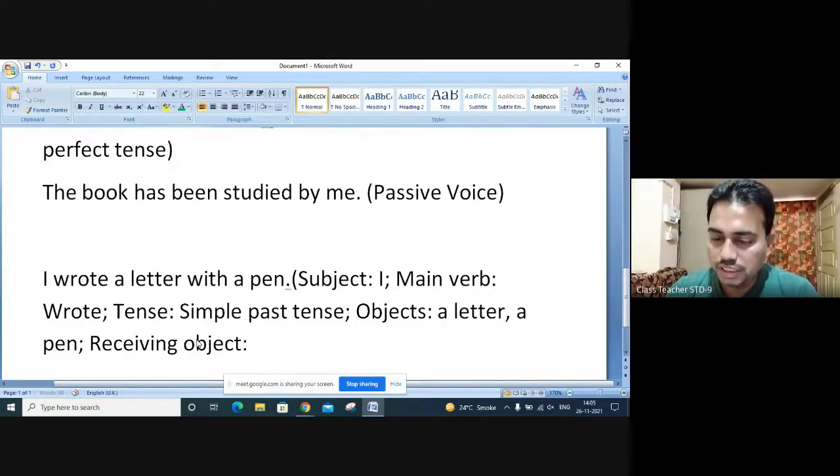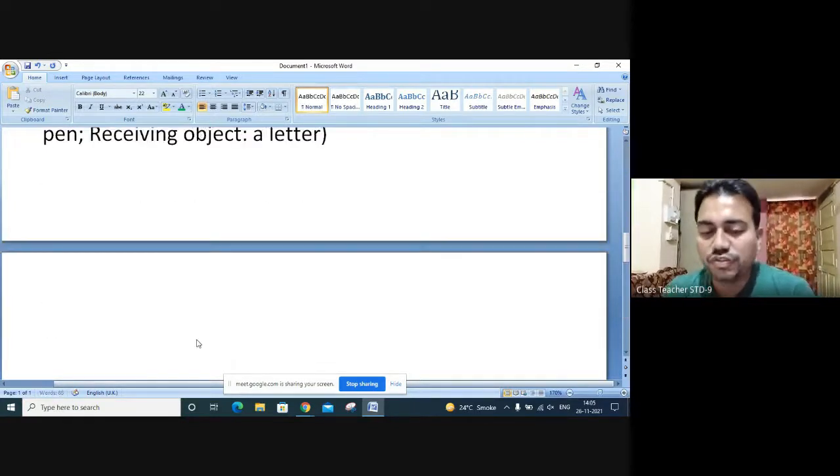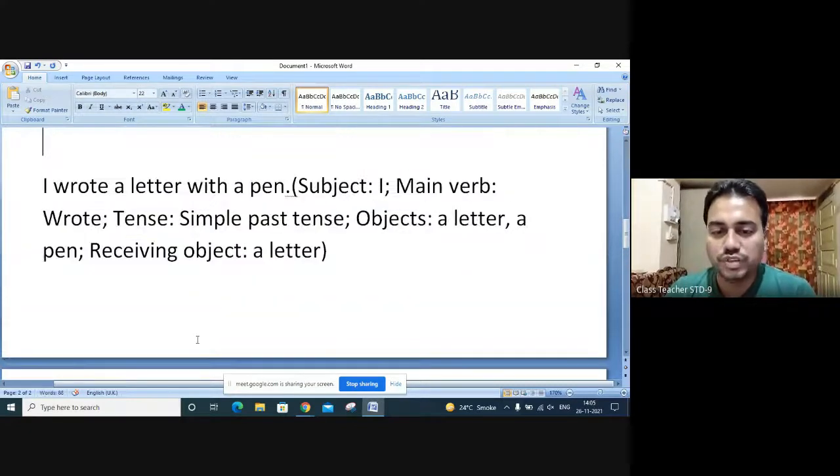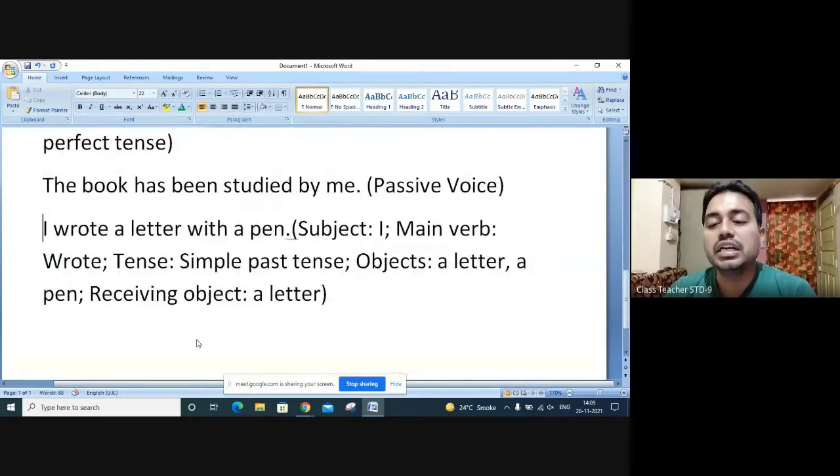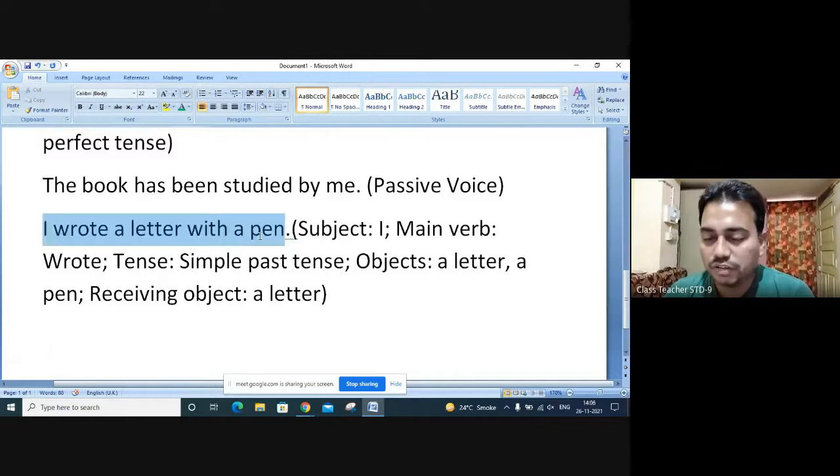Receiving object is a letter. So, in the definition of transformation of active to passive voice, we have seen that we change the receiving object into the subject of the sentence. So that is why when we transform the sentence, I wrote a letter with a pen, the receiving object becomes the subject of the sentence. A letter.